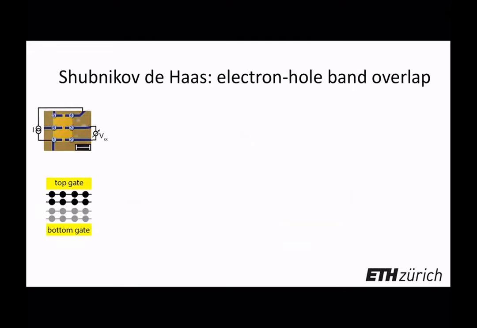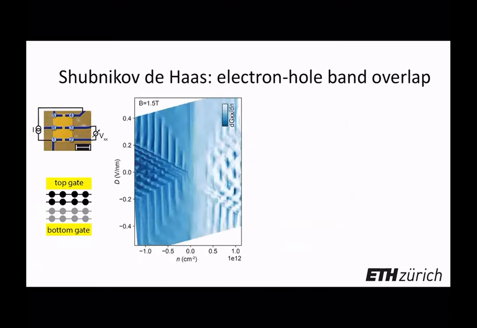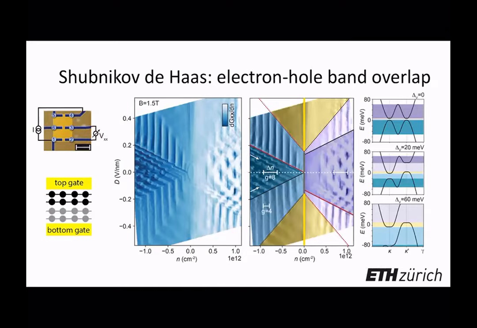The device is here on the top left. We do transport experiments. The first thing I'd like to show you is a so-called Shubnikov-de Haas phase diagram, where, by using the top and bottom gate, we tune the total density on the x-axis and the displacement field on the y-axis. This plot is taken at 1.5 Tesla. As we change the density, we see Shubnikov-de Haas oscillations. To highlight a few regimes, here we see a bit of a checkerboard pattern, so it seems we have two sets of Shubnikov-de Haas oscillations. And here on top, we have only a single set. Using a simple capacitor model, but also looking at the single particle band structure, we can highlight all these regimes and find out what kind of bands are occupied.